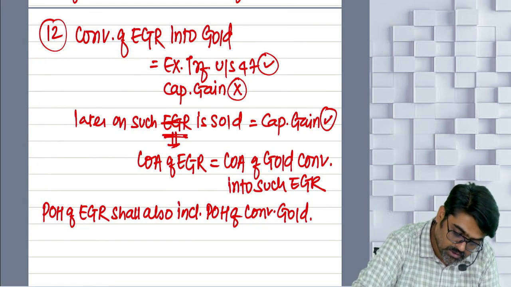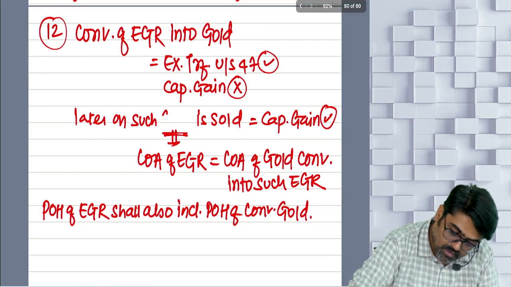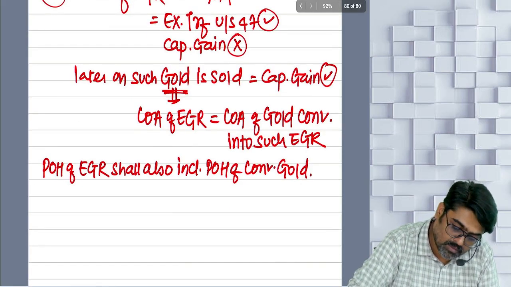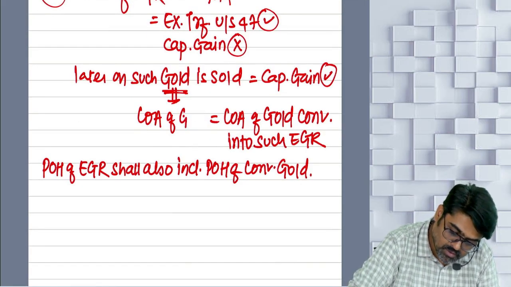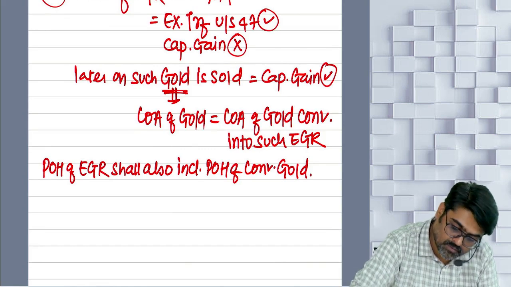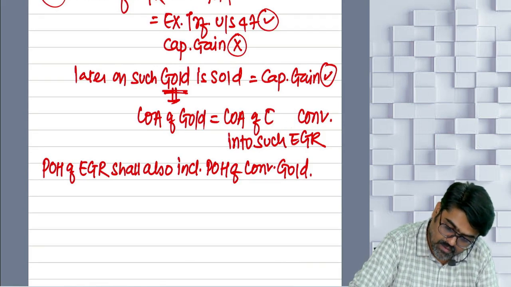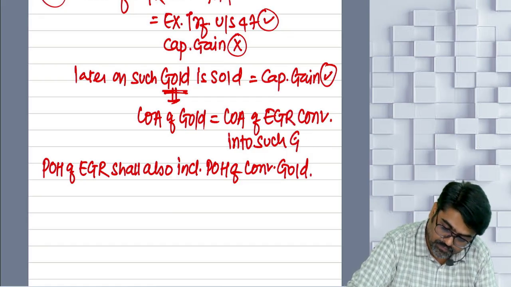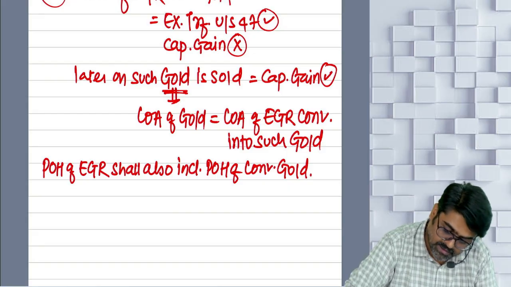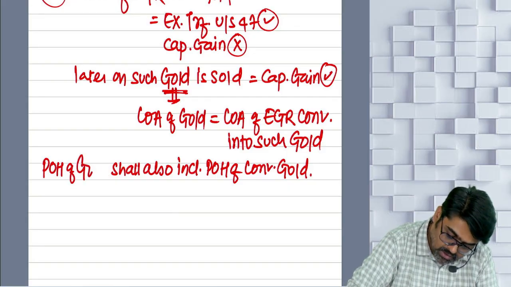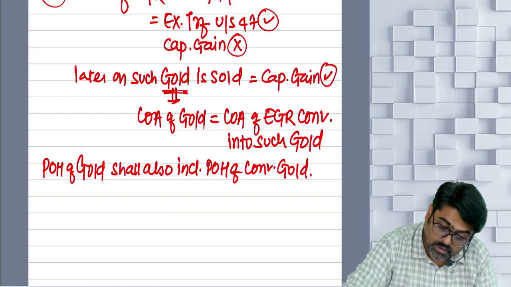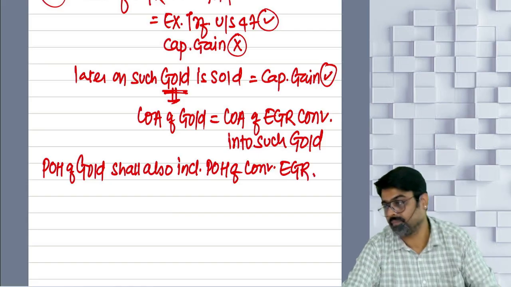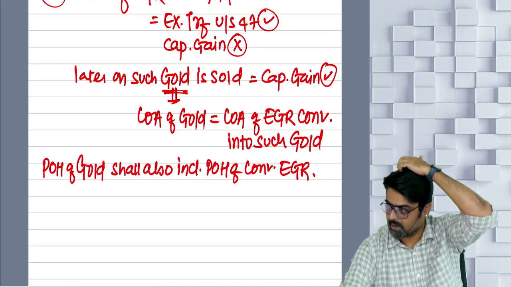Later on, such gold is sold. Capital gain will arise. So what will be the cost of acquisition of such gold? Tell me, the cost of acquisition of EGR which is converted into such gold. Yes or no? And the period of holding of gold shall also include the period of holding of converted EGR. Done, sir? This is the 12th transaction.